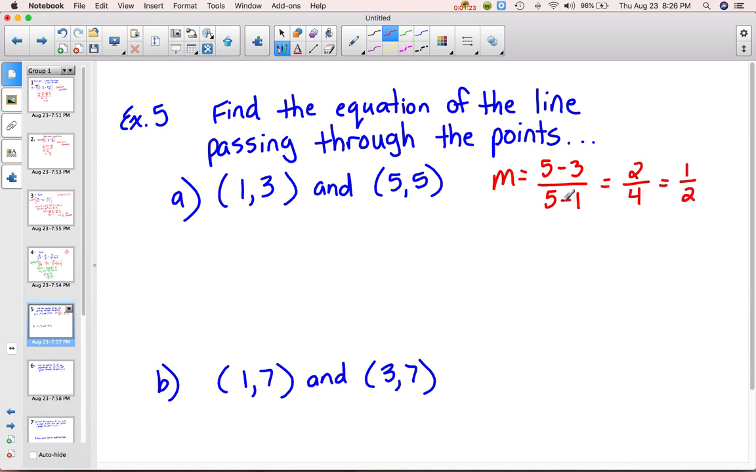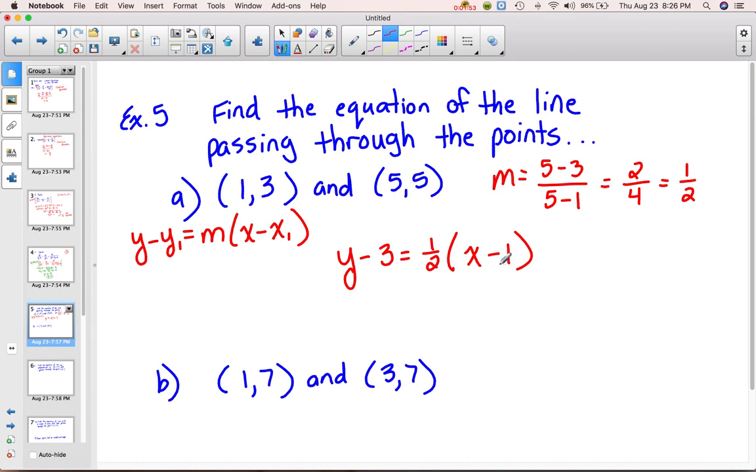Now we had an equation in point-slope form, looked like this: y minus y1 equals m times x minus x1. So you're going to want to remember that. I'm going to use that. It doesn't matter which point I use, either the (1, 3) or the (5, 5). I'm going to use the (1, 3). So we have y minus 3 equals 1/2 times x minus 1.